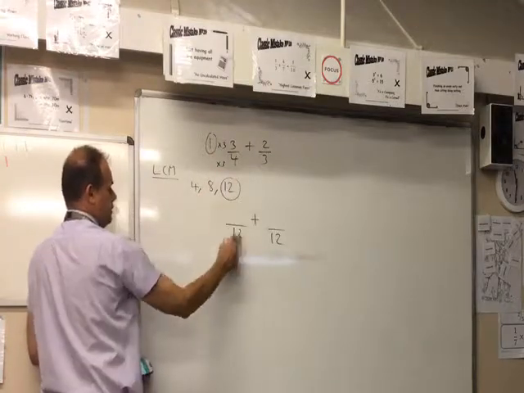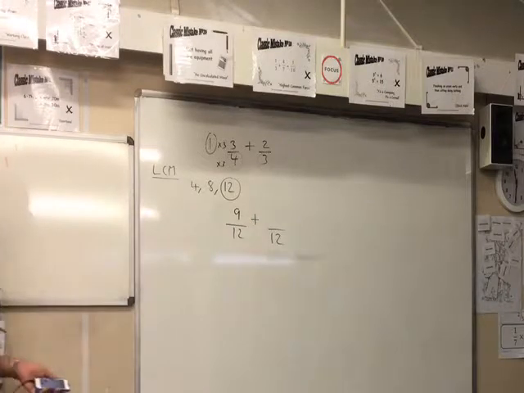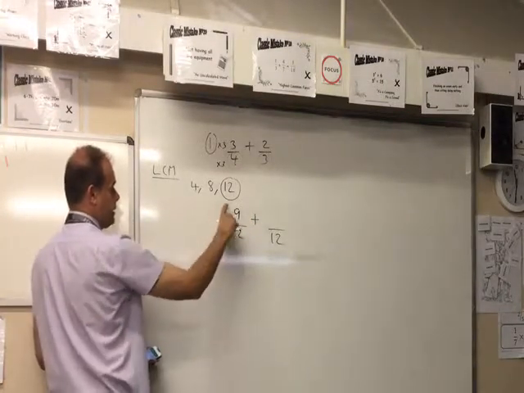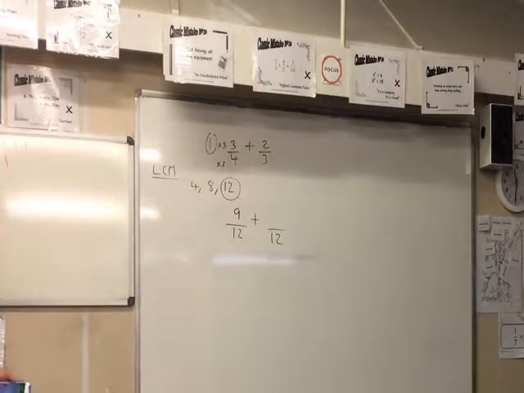We obviously made the 12 at the bottom because 3 fours are 12, 3 threes are 9. So 9 twelfths is equivalent to 3 quarters. If I was to go backwards and divide that by 3, it will then cancel it down back to its simplest form, which is 3 quarters.